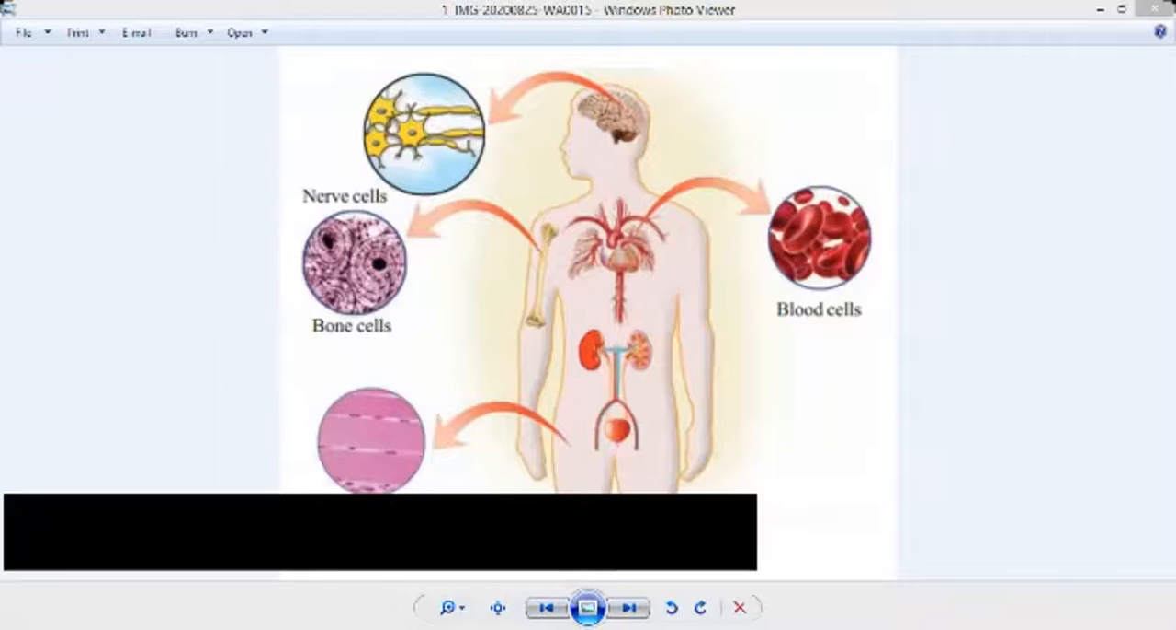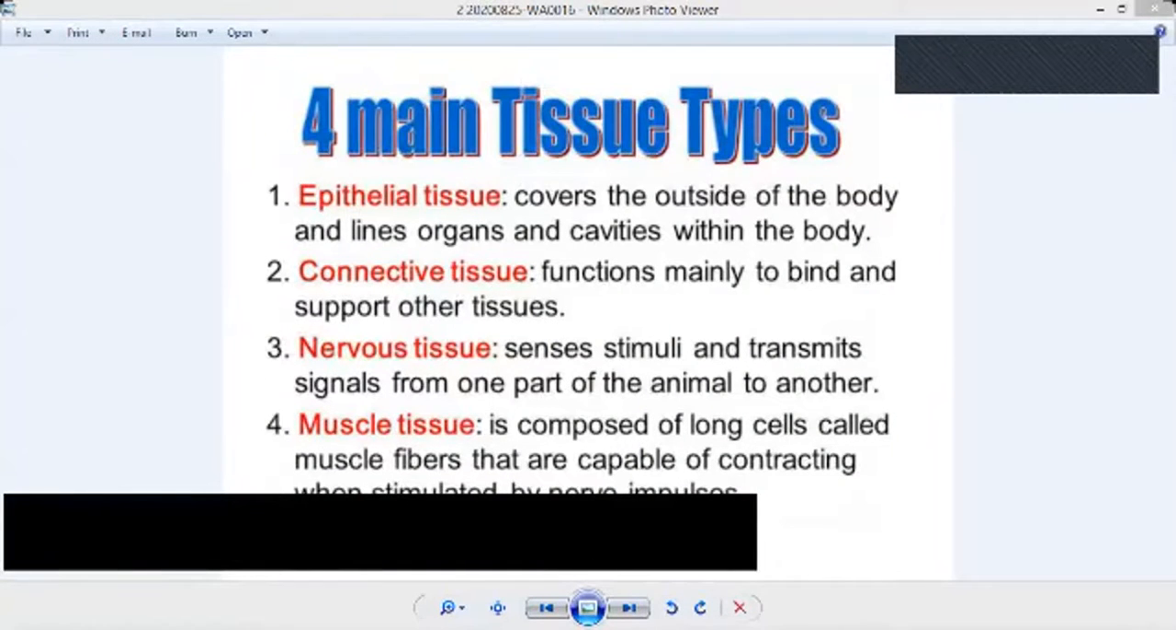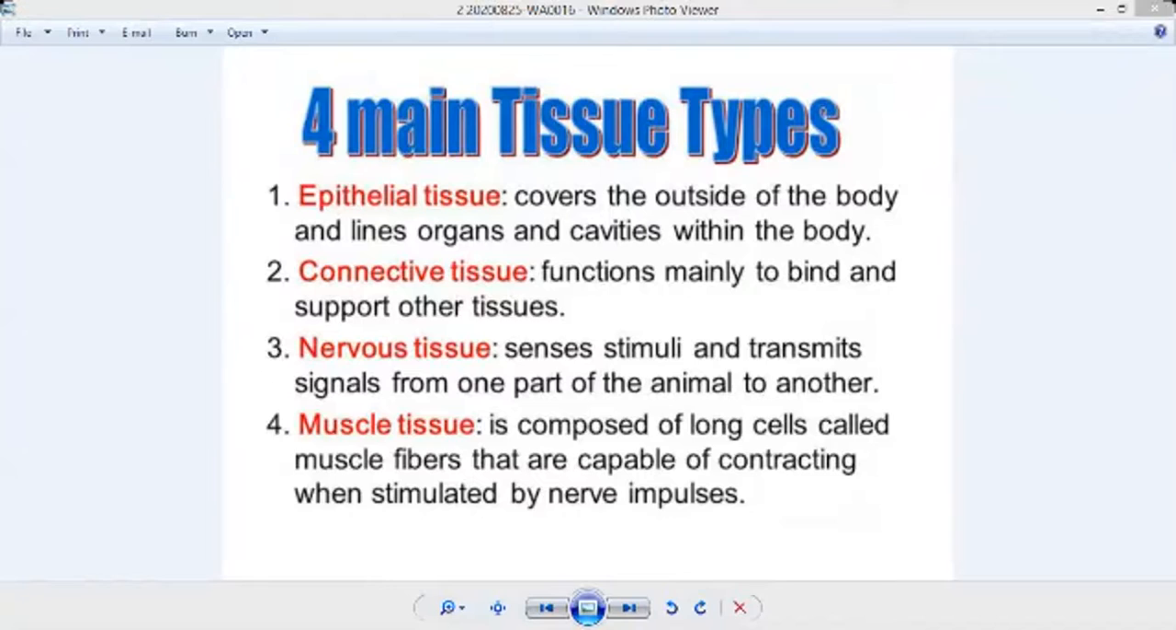Yes, here you can see there are four different main tissues present in our body: epithelial tissue, then connective tissue, then nervous tissue, and muscle tissue or muscular tissue. Epithelial tissue covers the outside of the body and lines organs and cavities in the body. So the function of the epithelial tissue is it covers the outside of the body and also it lines the organs and cavities within the body.